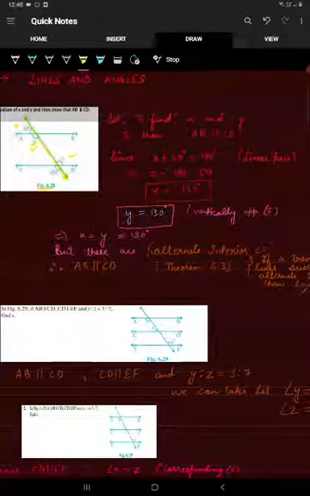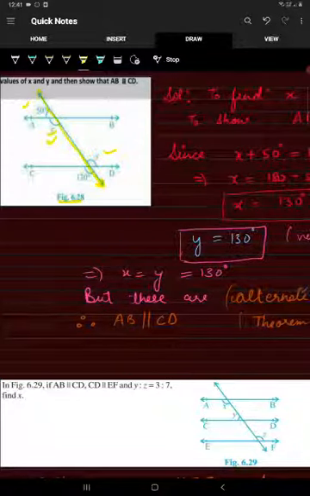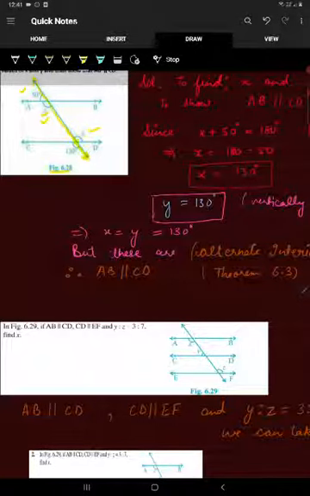Now we have already studied in class 7th that when two lines intersect, the opposite angles formed are vertically opposite angles. Here this slanting line, which we call the transversal, and this line CD are intersecting at this point, and angle y and 130 degree are vertically opposite angles. Therefore the value of y is equal to 130 degree, again by vertically opposite angles. In this way we found the values of x and y, both equal to 130 degree.